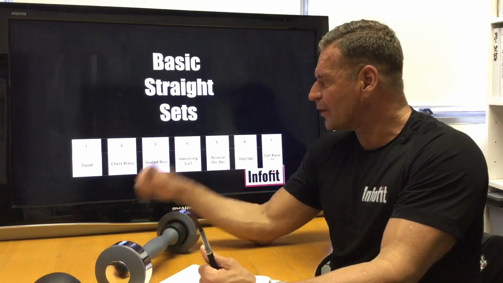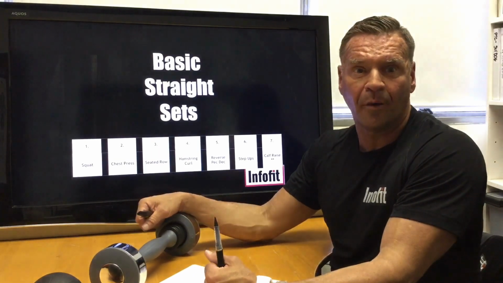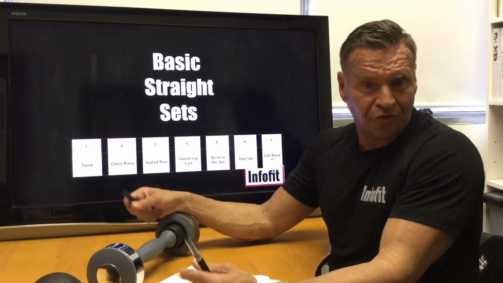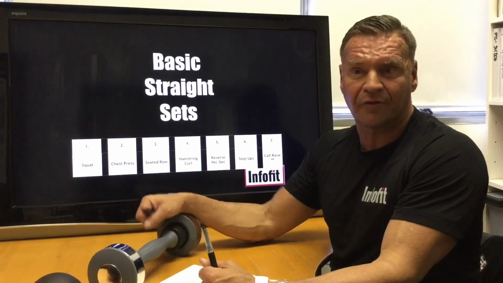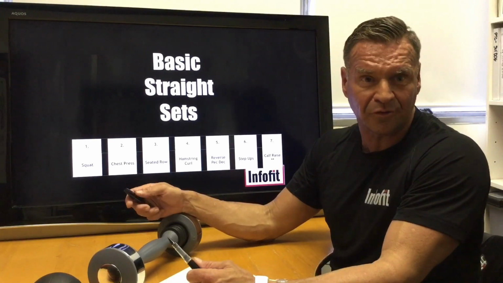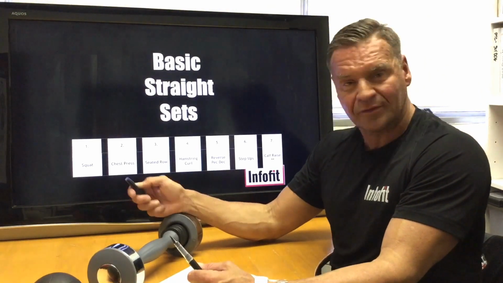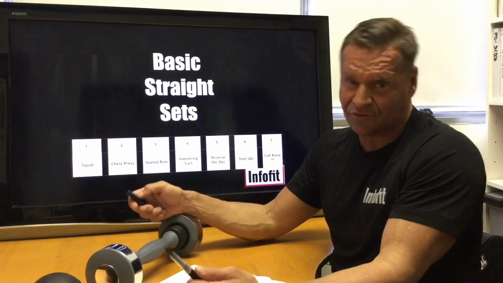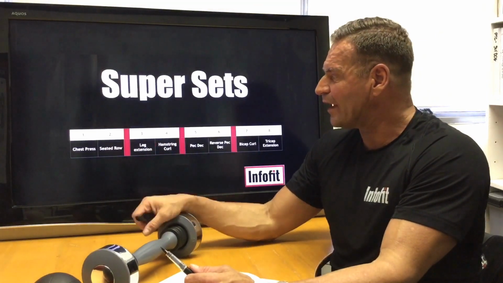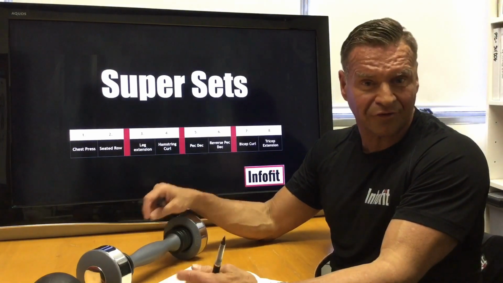It is often something that you will do with strength training, with endurance training, but it's also very well used by bodybuilders, right? That's the basic straight set. It's basic and it's straight up. The superset, well, now you can combine different exercises together.